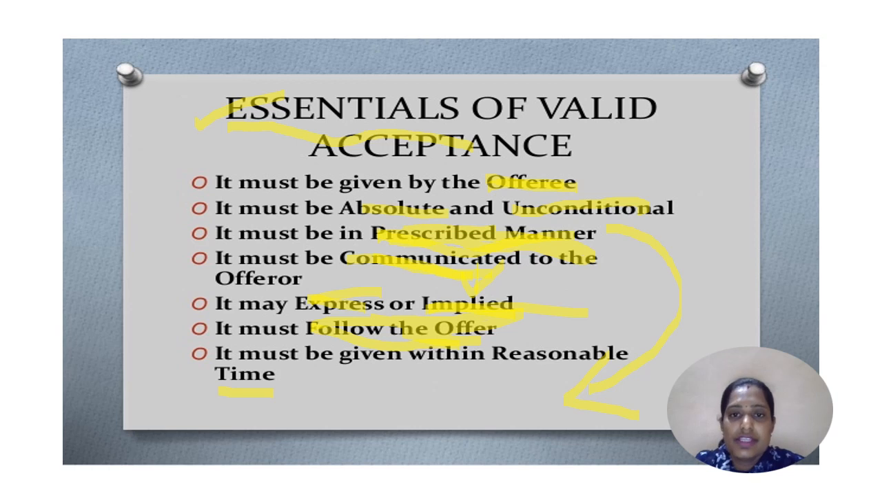Okay, so these are the essentials or the elements of a valid acceptance. That means it must be given by the offeree, it must be absolute and unconditional, it must be in a prescribed manner, it must be communicated, it may be or it can be in express or implied, it must follow the offer, it must be given within a reasonable time. Okay, so these are the concept of acceptance. With this, the concept of acceptance comes to end.